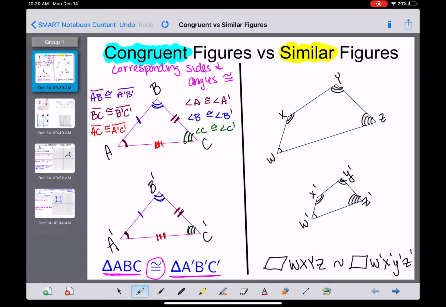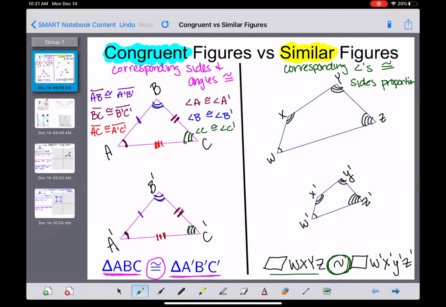Similar figures are not exactly the same. They are the same shape, they're just different sizes. So we represent that by saying quadrilateral WXYZ is similar, just a tilde, no equal sign underneath, to quadrilateral W prime, X prime, Y prime, Z prime. So what does it mean to be similar? Similar figures only have corresponding angles that are congruent. The corresponding sides are proportional.